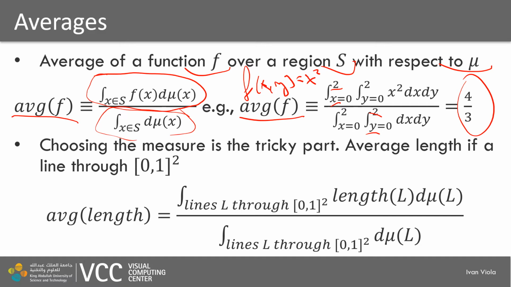And choosing the right measure, the good measure, is often the crucial aspect. Once we have that, then, for example, we can calculate various averages, such as an average length of a line through the rectangle [0, 1] squared.